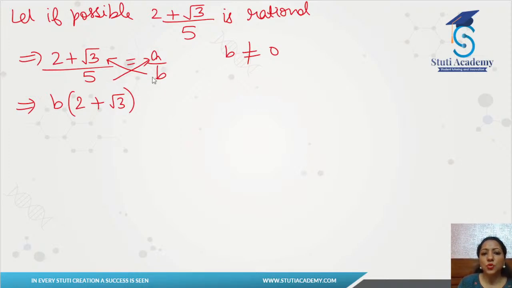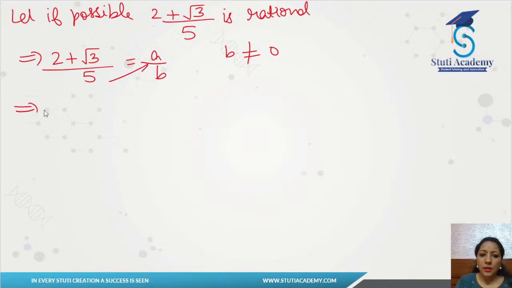In fact, even if we don't take this b here, it would be convenient. I'll show you why. So what I'm going to do here, I'm only taking this 5 on the other side. I'm giving you an easy method. I'm taking this 5 on the other side. This will get multiplied. We'll get 2 plus root 3 is equal to 5a upon b.